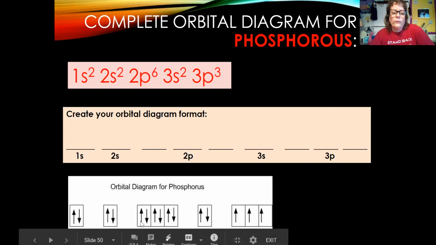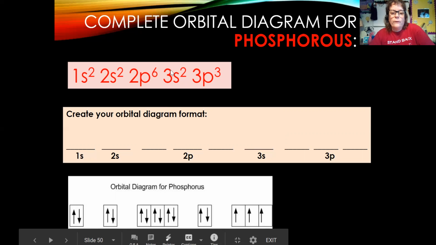So the way you do it is technically you put the arrow going up in the first one, the arrow going up in the second one, arrow going up in the third one, and now you go back and pair them up. The second one going down with the opposite spin, second orbital in the p, you have the arrow going down, and then the third one as well. So that orbital, the p orbital, is full.